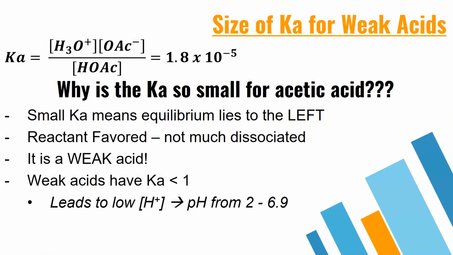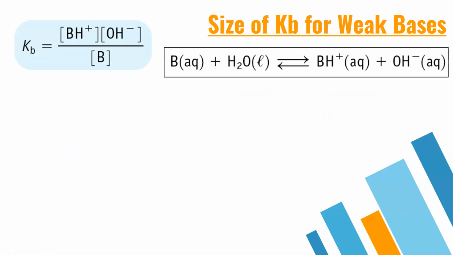Let's look at bases next. Basically the same thing. I use a Kb instead. My equation looks like this. My base is going to take a hydrogen off of the water, and now I have a hydroxide floating around.